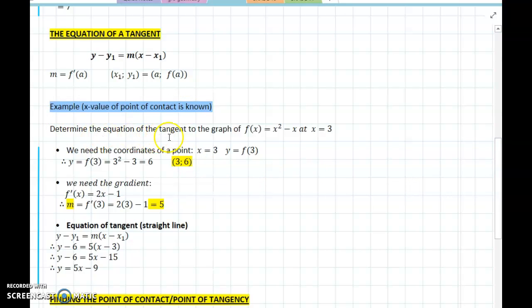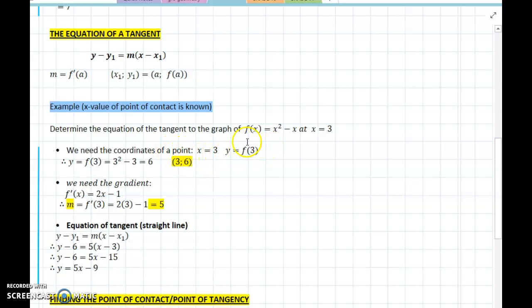Okay, determine the equation of the tangent to the graph f of x equal to x squared minus x at x equal to 3. So here we're looking at a parabola, and we're saying what is the equation of the tangent at the point when x is equal to 3. So what do we need? We need a point. We've got the x value, but we need the corresponding y value. We need the coordinates of a point, so x is 3.